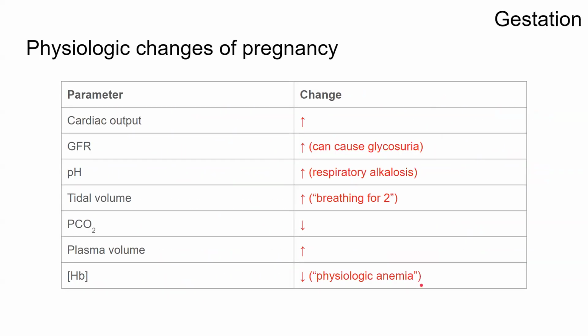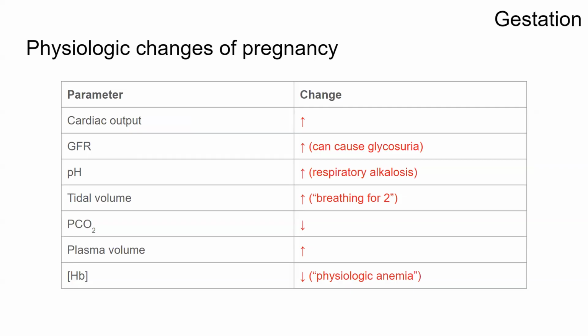Changing gears a little bit to another high yield thing that shows up on OB/GYN exams: the physiologic changes of pregnancy. The best way that I could present this visually is to just make a table and show the parameters and their associated changes. But really the way that I keep all of this in mind is because all of these changes are related to each other in some way, shape, or form. And it's related to the fact that mom has to basically provide life for not just herself, but also this growing baby.